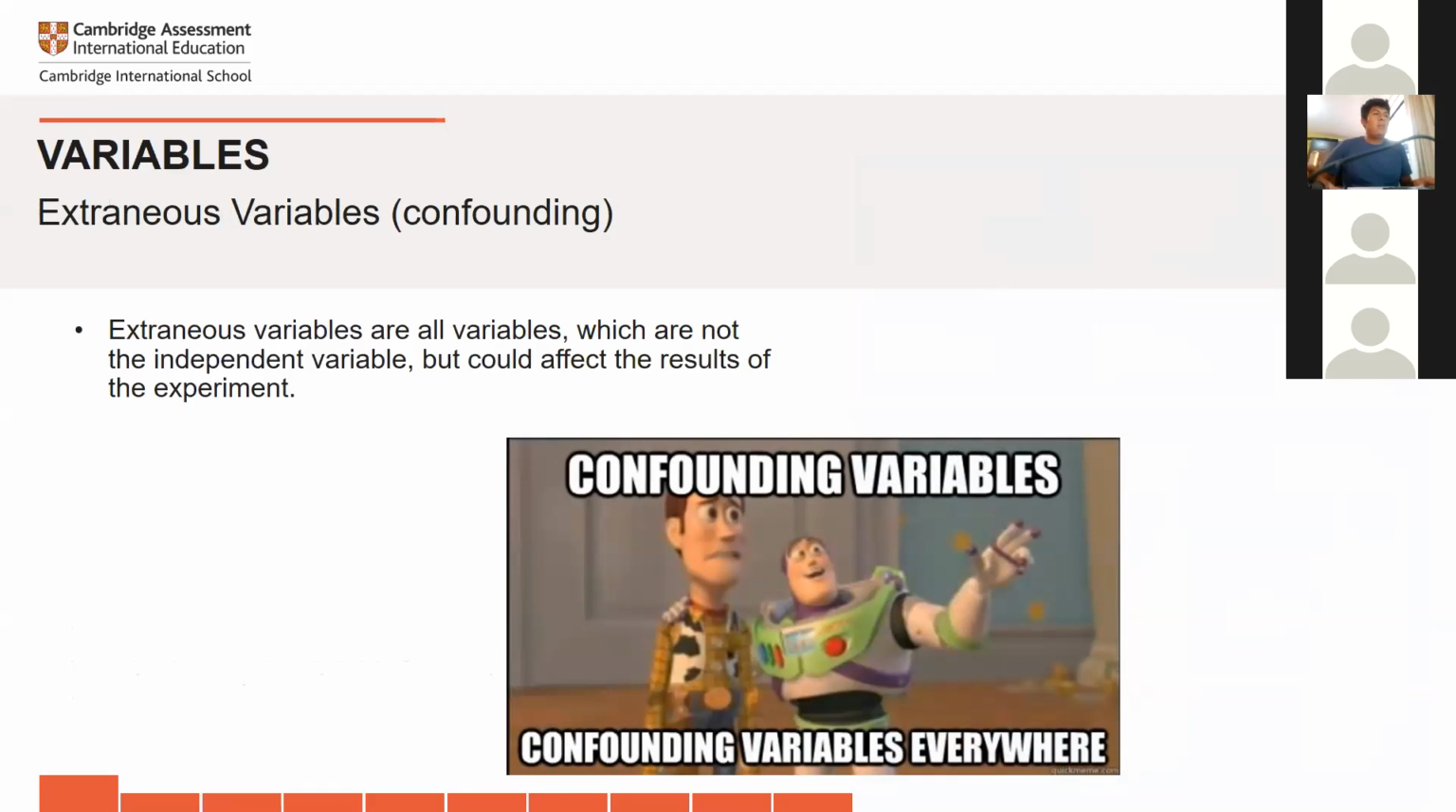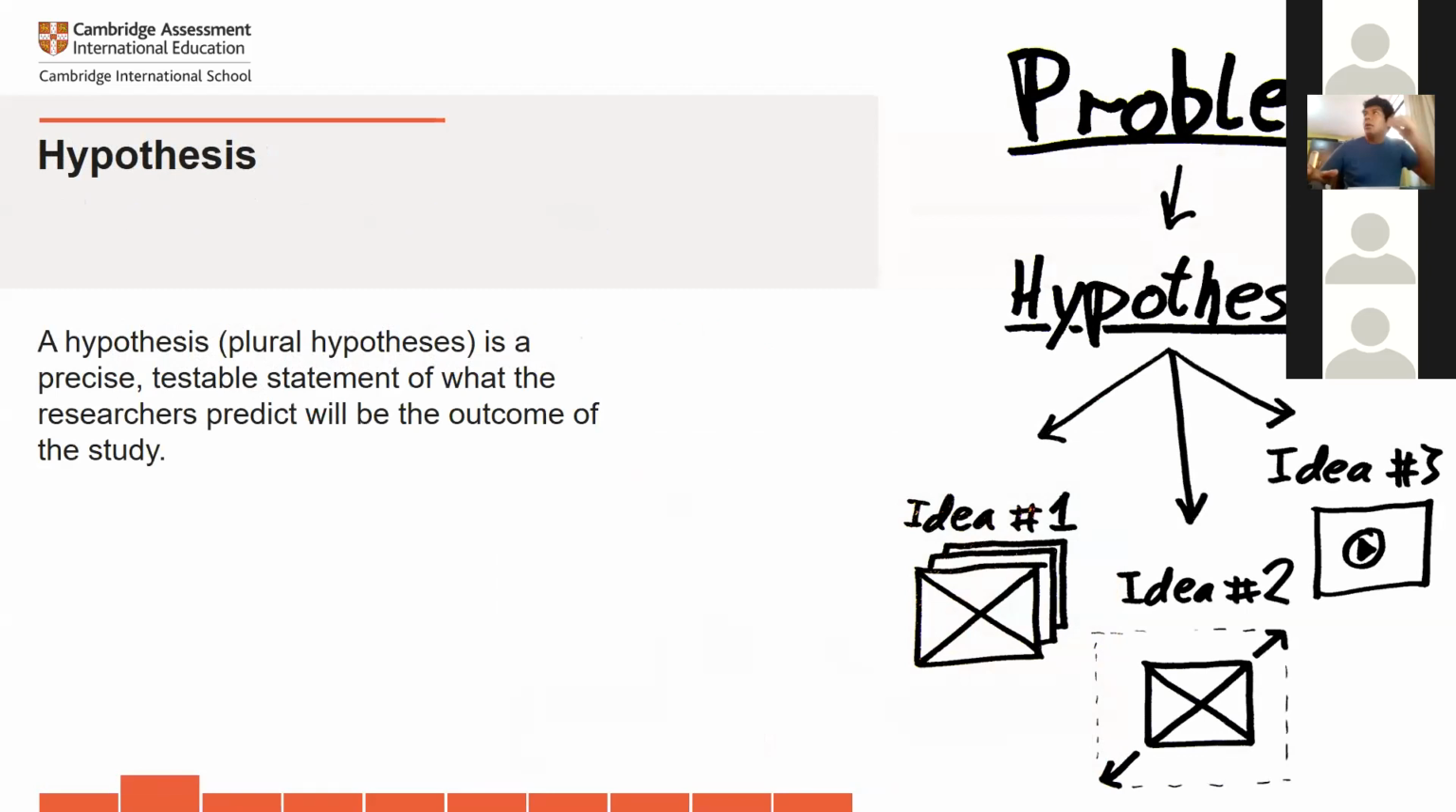Okay, let's go back. Confounding variables, as we see, may affect in some cases the results of the experiments, but are not modified by the researcher. Okay, let's go. Now we have the second point, which is hypothesis. The hypothesis is a precise testable statement of what the researchers predict will be the outcome of this study.